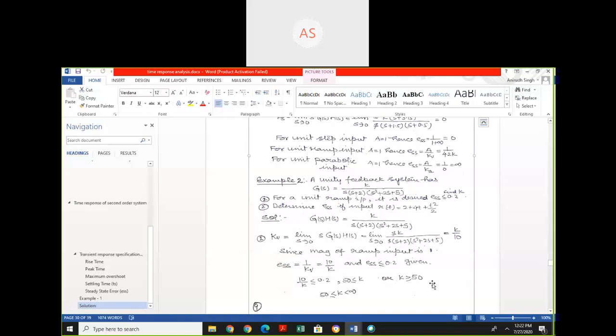And the value of K is calculated from this expression. Next is for input R(t). For this input, determine the ESS.